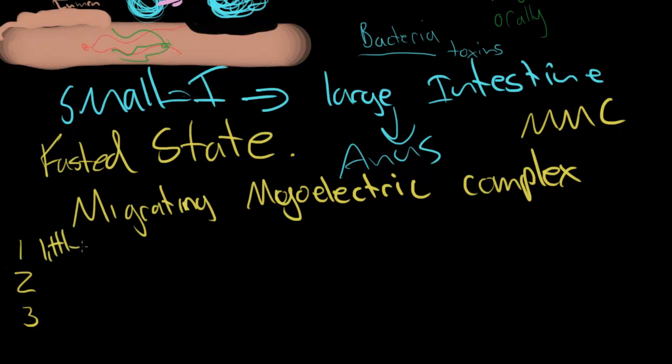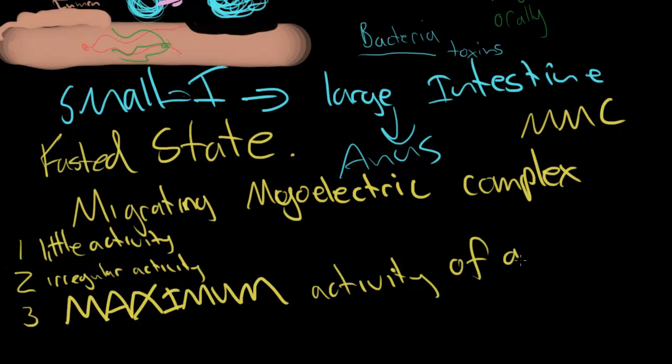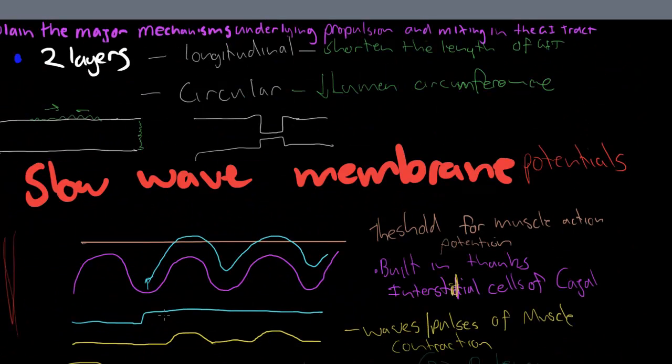Alright, 3 stages, 1, 2, 3. One's little activity, cool. Second is irregular activity, and the third is maximum activity of all slow waves. So if we go back, in this point you can think of all these slow waves are maximally contracting.